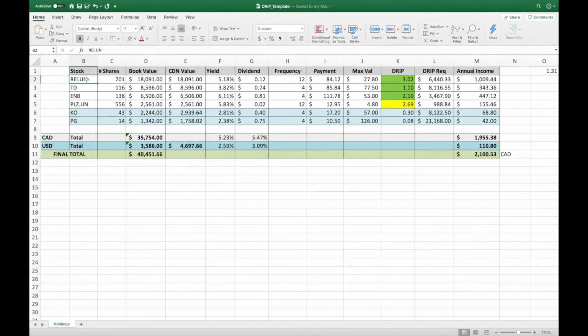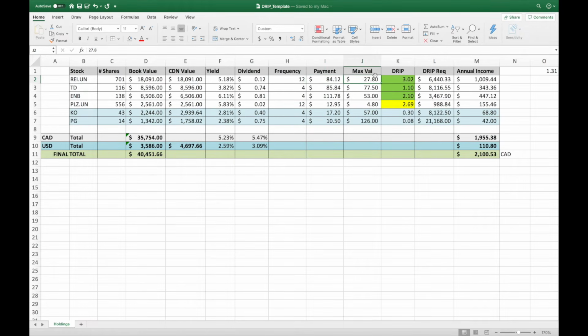Looking at RioCan, rei.un, you see that I own 701 shares. Each share pays a dividend of 12 cents. The frequency is 12, since a monthly dividend gives me 12 dividends a year, and the payment column means that I get $84.12 every month in cash.